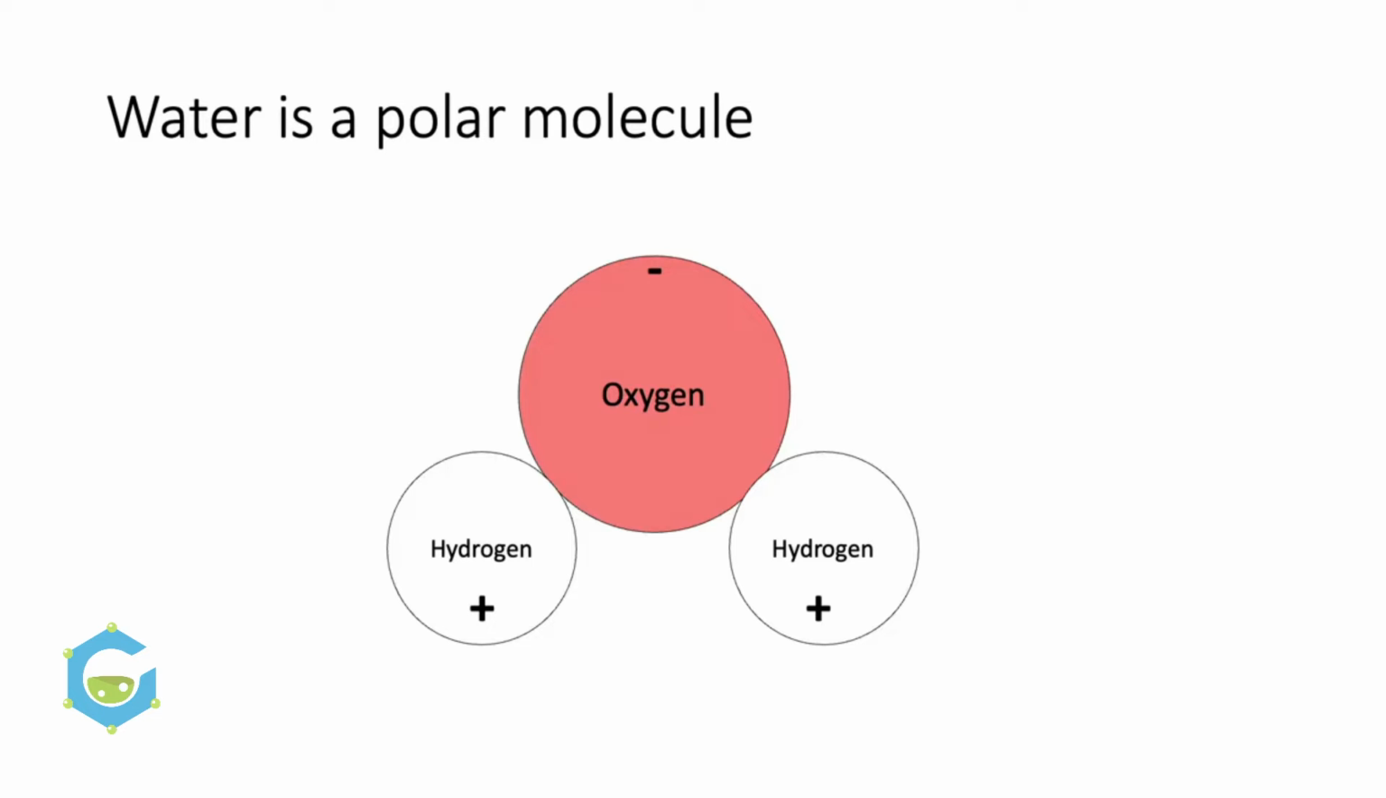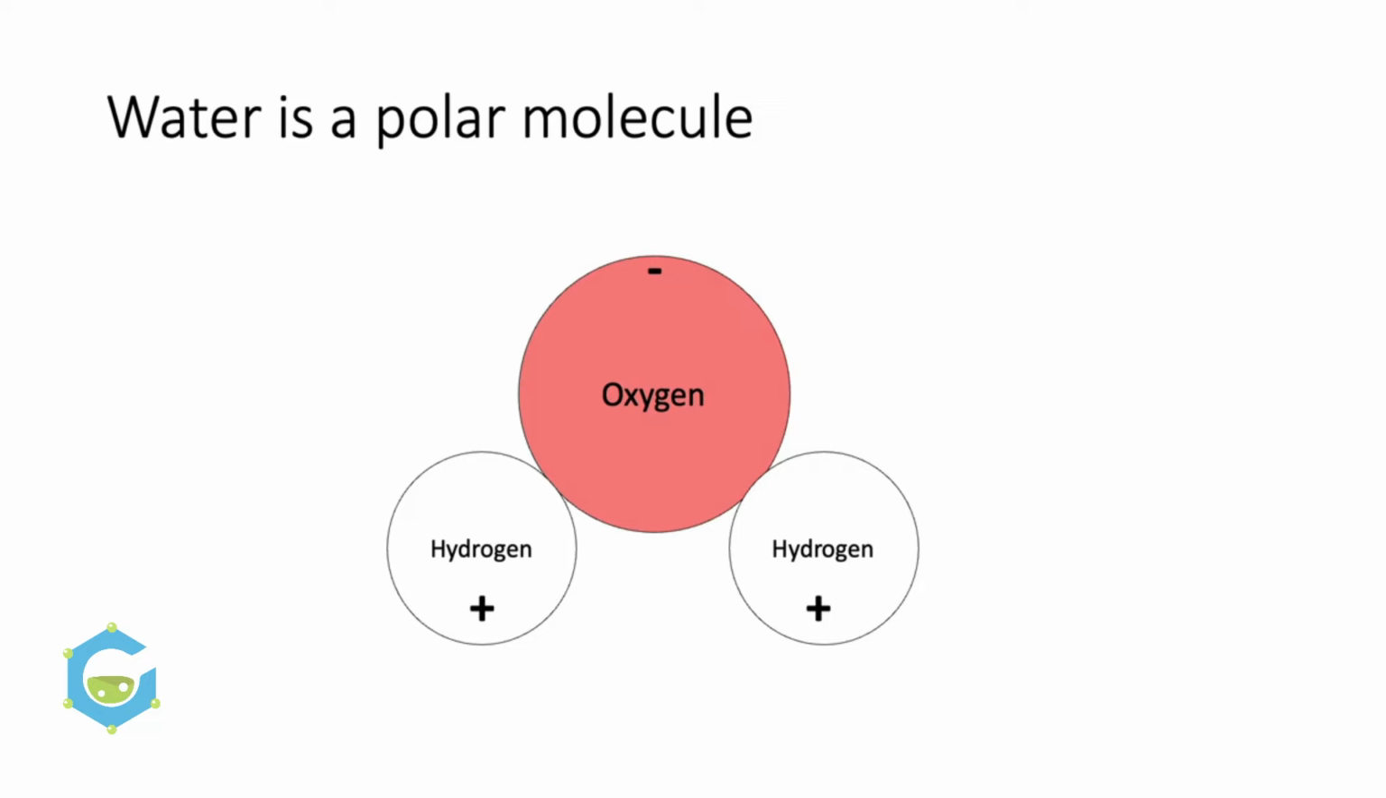Essentially, what happens is because oxygen is very electronegative and hydrogen is not electronegative, you get polar bonds, and the whole molecule ends up being polar with a negative pole on the oxygen and a positive pole down on the hydrogen end of the molecule.